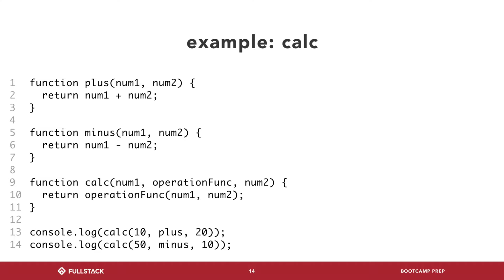So if I call calc and I change operationFunc to be plus, then operationFunc is plus, and when I invoke it, I'm invoking the plus function. If I invoke calc and pass in minus as the operationFunc, then when I invoke operationFunc, I'm invoking minus. This is also a way to make your code more flexible, in that you have this function that can run mathematical equations as long as you tell it what the inputs are and what the function is.